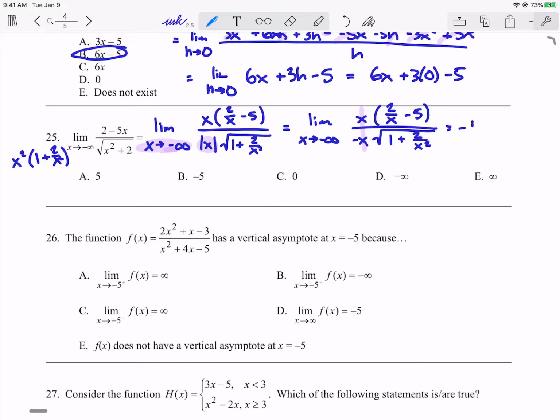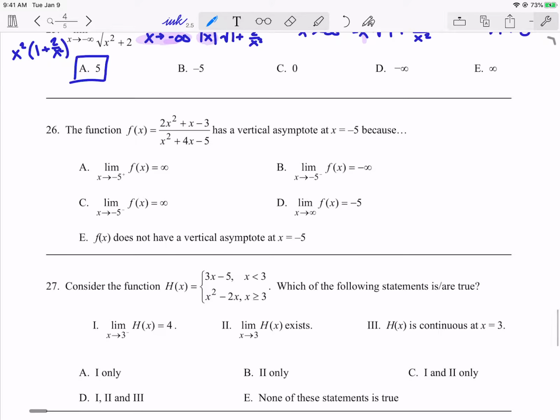So then I've got negative 1 times anything with an x in the denominator goes to 0. So I've got 0 minus 5, and then I've got the square root of 1 plus 0. So I've got 1 in the denominator, I've got a negative 5 in the numerator. Negative 5 times negative 1 gives me positive 5.